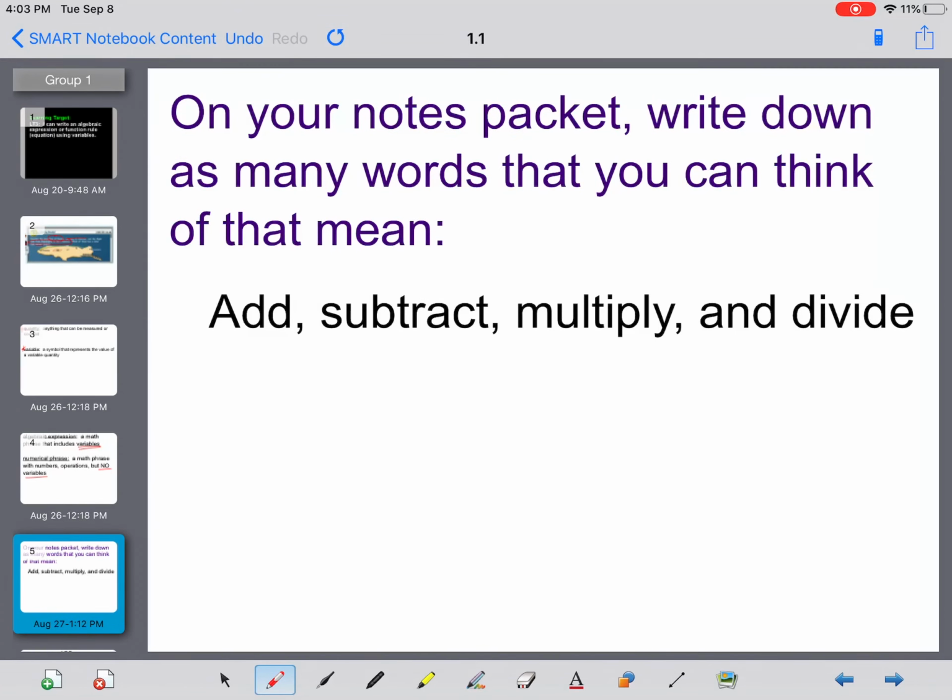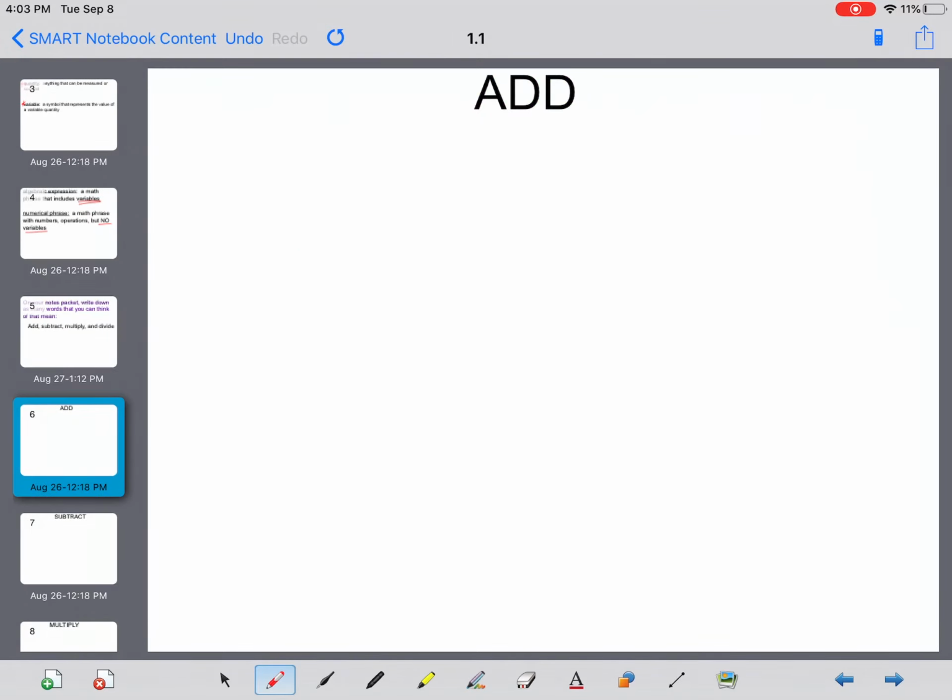Okay, in your notes packet, the next thing that they show you is an area where we need to write down words that mean add, subtract, multiply, and divide. When you're reading algebraic expressions, you need to be able to know what they're asking you to do. So we're going to brainstorm and try to write down words that would tell you that you need to add, subtract, multiply, or divide. Okay, so take a second in your notes and try to brainstorm some words that you would read and know that you need to add. Then come back and check out if you have the same words that I do.